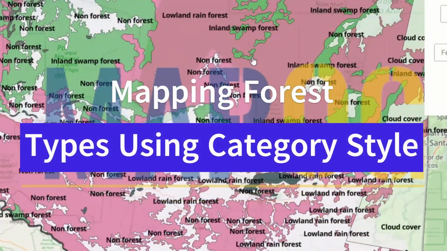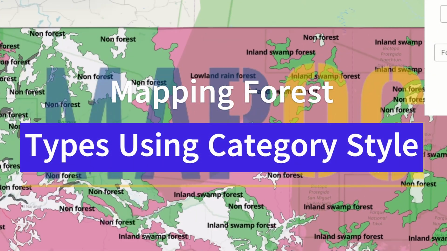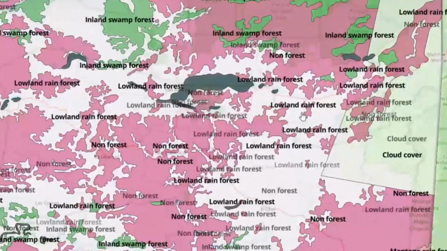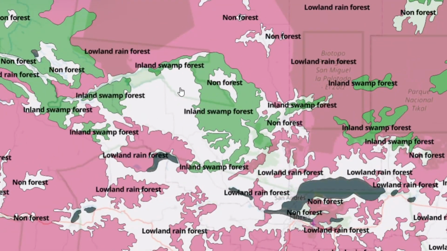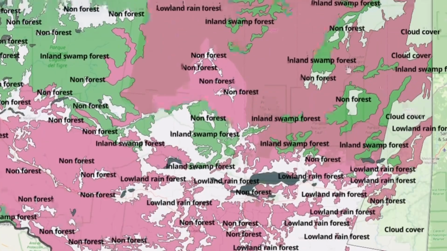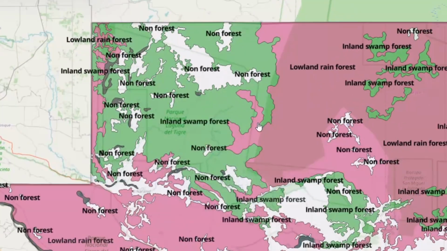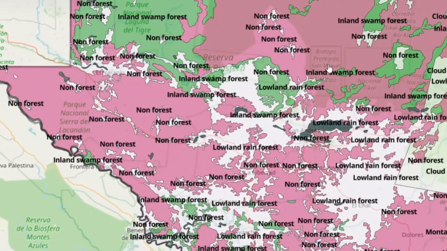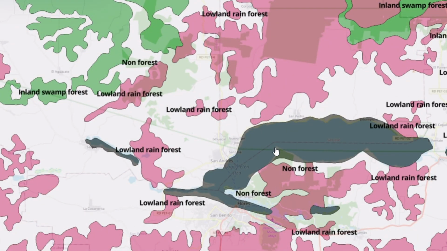Welcome to MAPOG. Explore dynamic visualizations known as category maps in our section titled Mapping Forest Types Using Category Style, which offer invaluable insights into the spatial distribution of forest types. See how category map analysis helps understand vegetation patterns and supports forest conservation efforts. Let's look at an example.